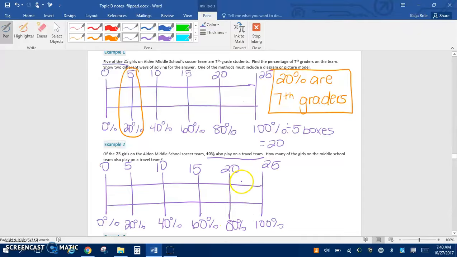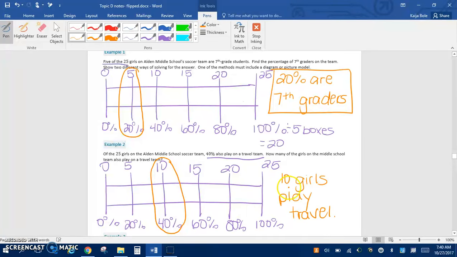Okay, so now if we look back at the question, it says 40% play on the travel team. So they gave us 40%, so that's what we're looking at now down here. And they want to know how many of the girls play on travel. 40% is 10 girls. So we can say that 10 girls play travel. And that is our answer.